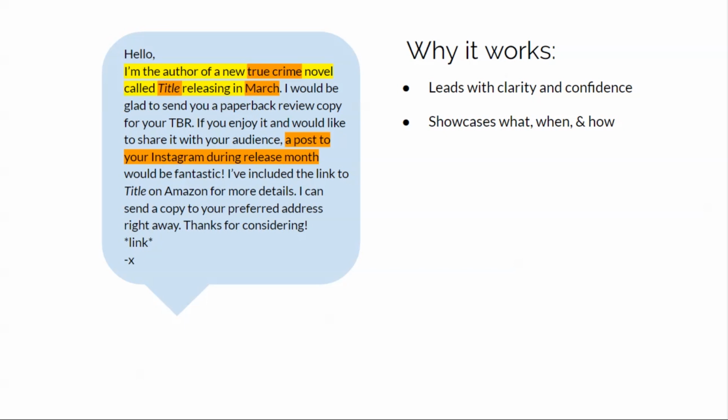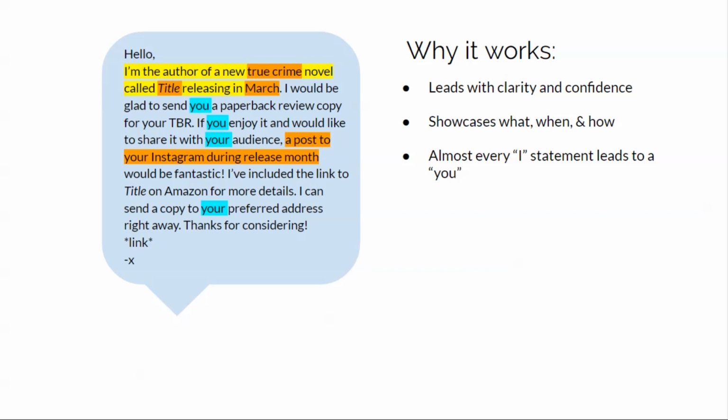What? A true crime novel. It gives the title, it shares when, in March, and it shows how. It's giving a clear direction on what they are looking for. A post to your Instagram during release month. It's very, very clear. Another thing I want you to notice about this updated message is that almost every I statement leads to a you.